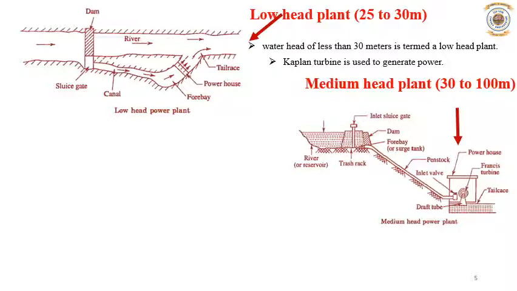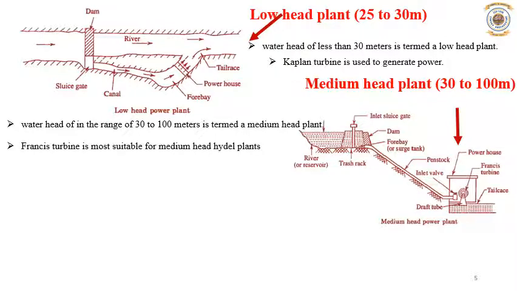These plants operate under varying head from 30 to 100 meters. The Francis turbine is the common prime mover which is used for power production here, which is most suitable. And the forebay before the penstock acts as a water reservoir and also serves as a surge tank.